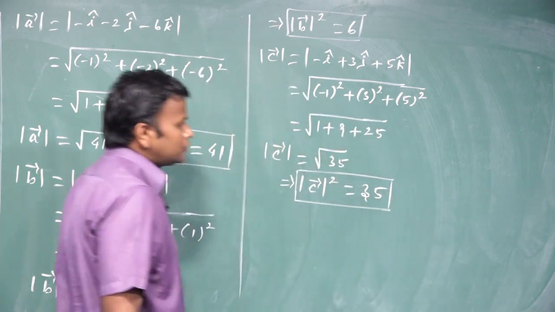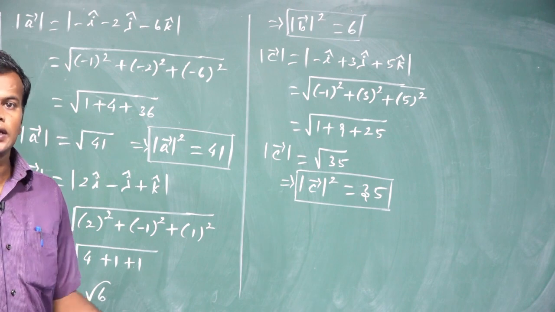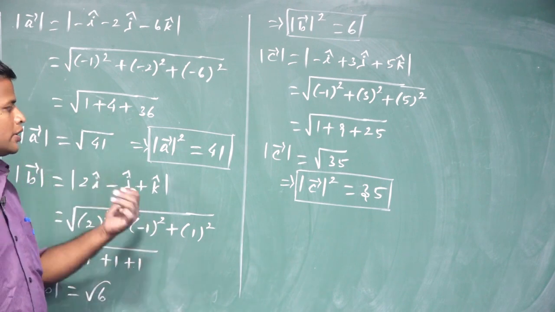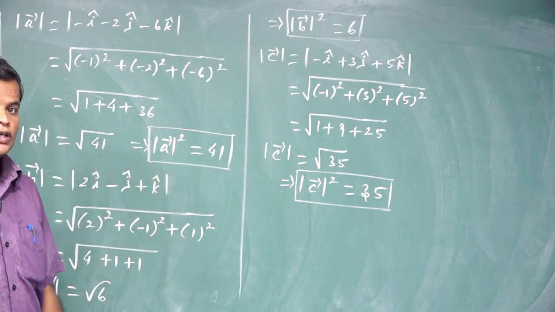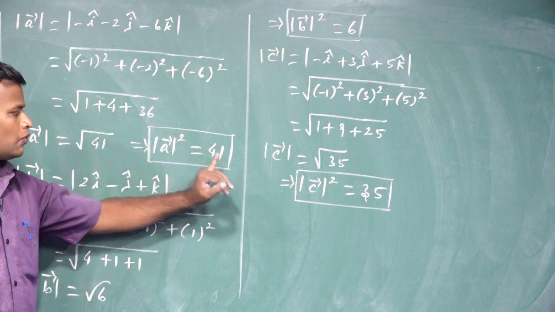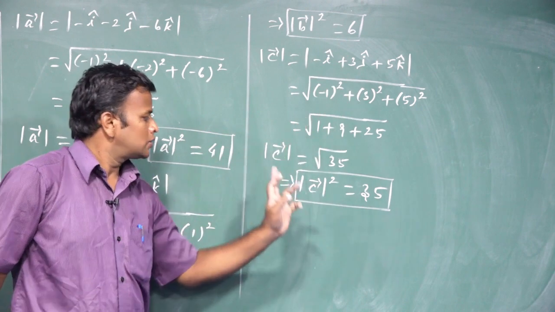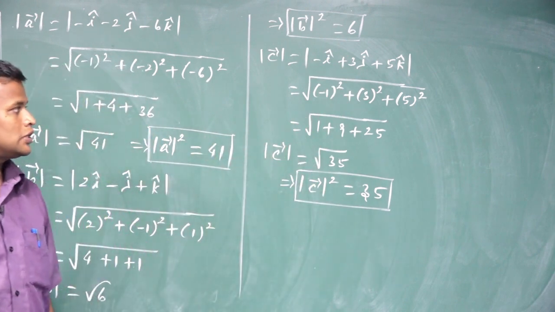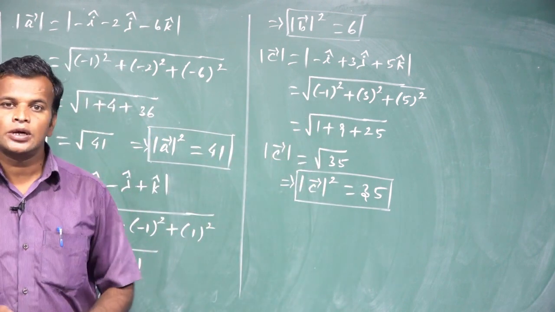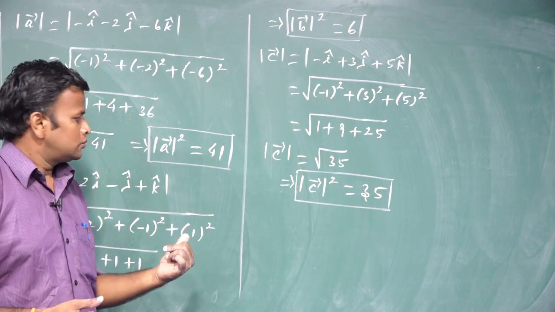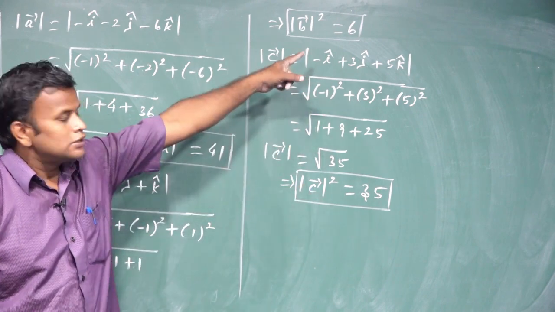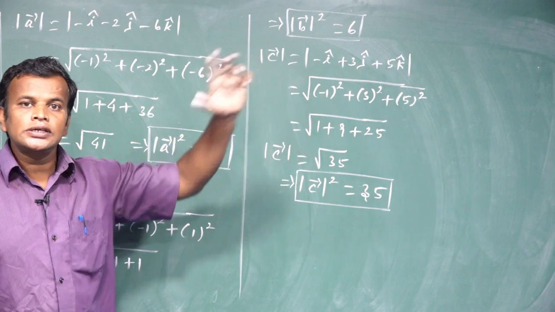Now you see, any idea? Now we will take all the vector modulus and also take the square. You see, modulus A vector square is 41. Modulus B vector square is 6 and modulus C vector square is 35. You see, exactly the sum of two we get the one. 41, 35, 6. 35 plus 6 is 41.